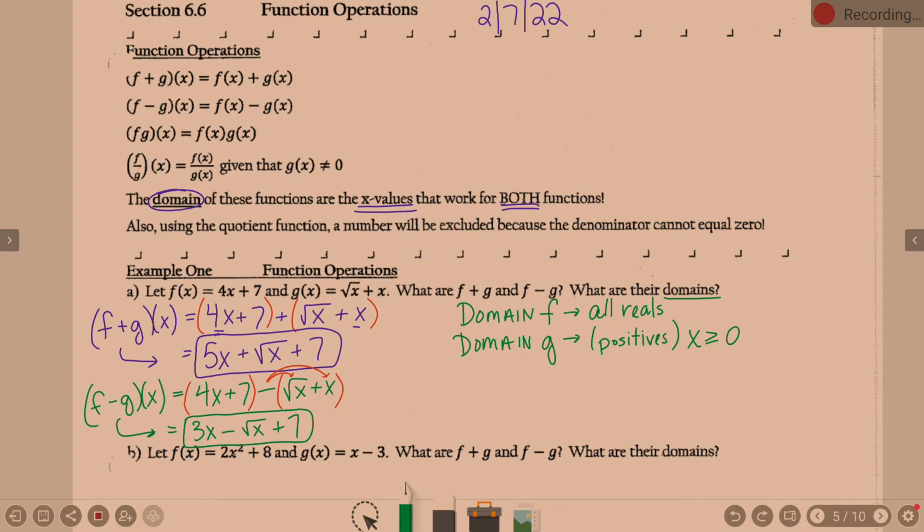So the domain for g is going to be x greater than or equal to 0 because it has to be positive values. So that's one thing you want to think of when you see square roots. We have to think positive values. Now, ultimately, the directions, what are their domains? What we really want to know is the domain of f plus g and the domain of f minus g. That's what we're really being asked. So domain of f plus g and f minus g. And I'm going to talk about them together here because they're going to be the same.